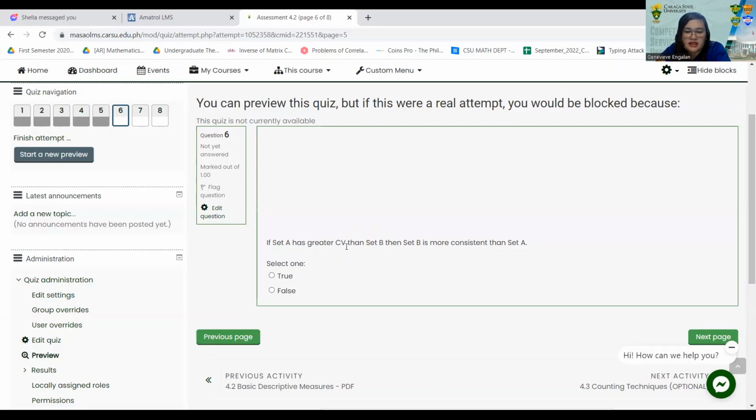Okay, if A has greater coefficient of variation than set B, then set B is more consistent than set A. Mas consistent daw kung mas... True. Okay. Kasi A man daw kay greater than B ang iyang coefficient of variation, mas katag si A. So, meaning, mas dili consistent si A. So, B is more consistent than set A.